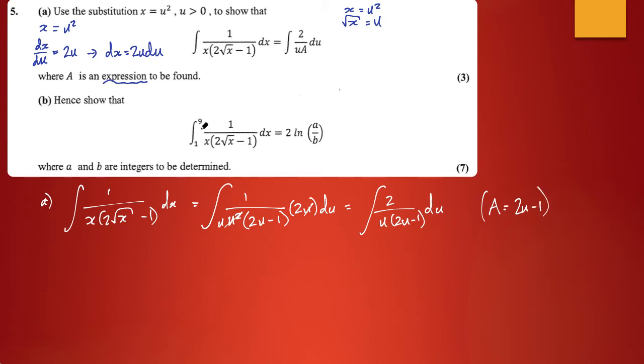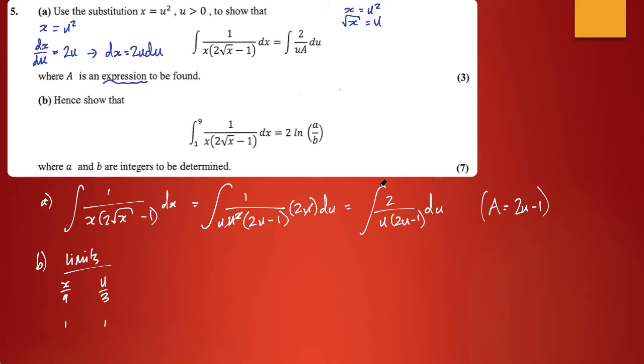Part B: hence show that this integral, I've now got limits, equals 2 ln a over b, where a over b are integers to be determined. So I can see that my limits now are from 1 to 9, so the first thing I'm going to need to do is to work out my new limits in terms of u. My limits in terms of x were 9 and 1. Limits in terms of u are therefore the square root of that, 3, and the square root of 1, 1.